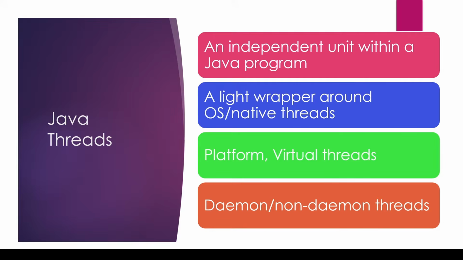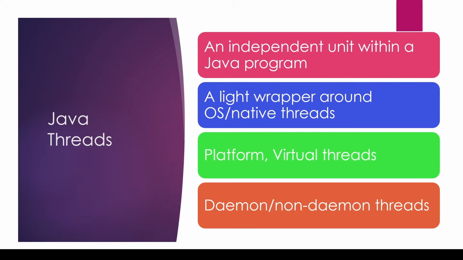And again, in the last video, whatever we discussed about threads was about native threads or operating system threads, because these are the threads which are executed by the CPU. Generally, these threads run in the kernel space. So when we talk about Java threads, a Java thread is a light wrapper around the operating system or native threads. We will cover this shortly.